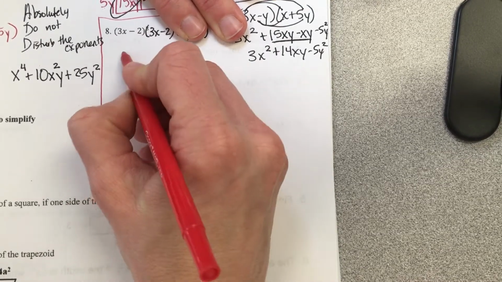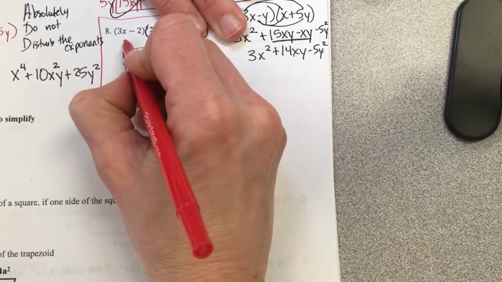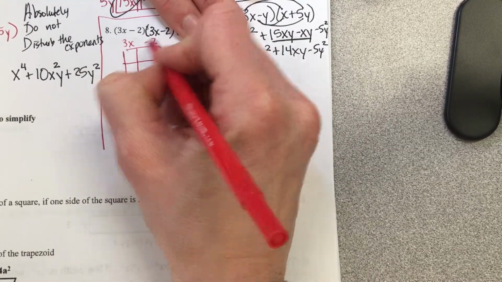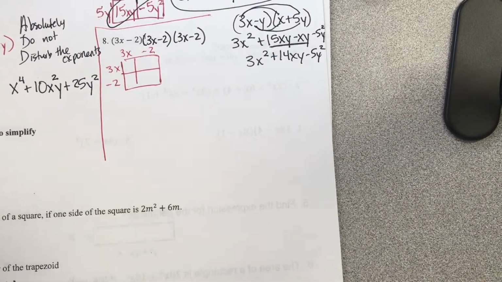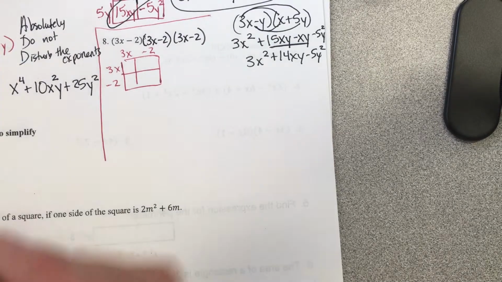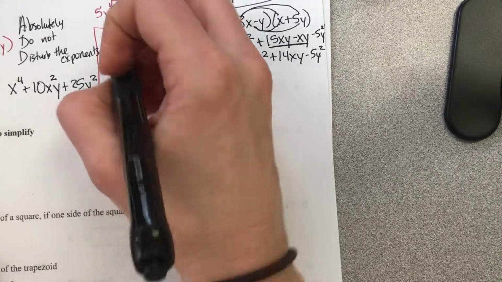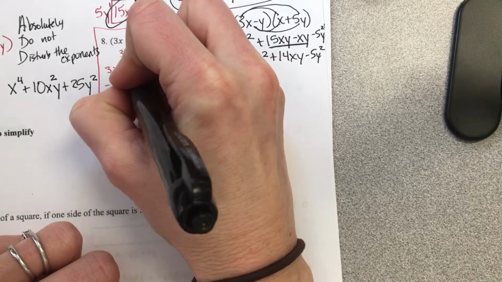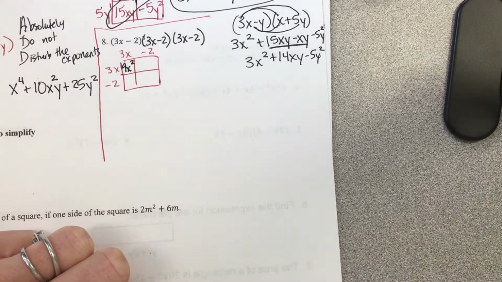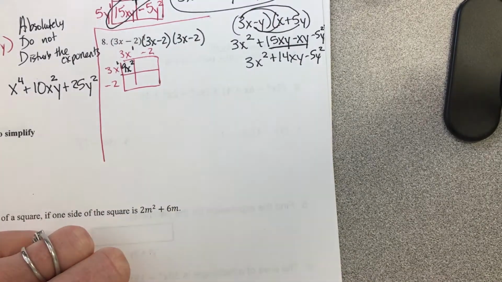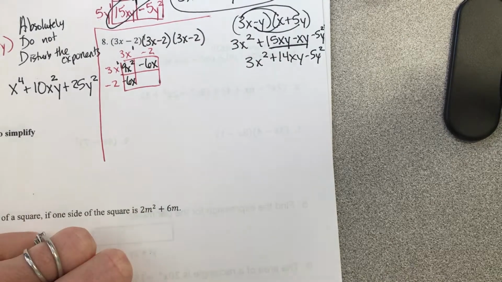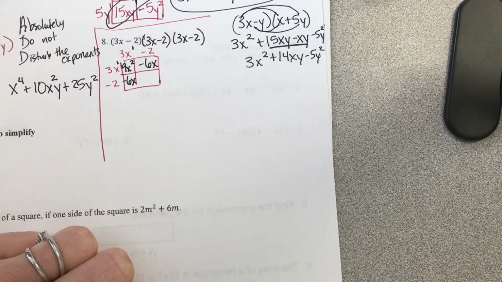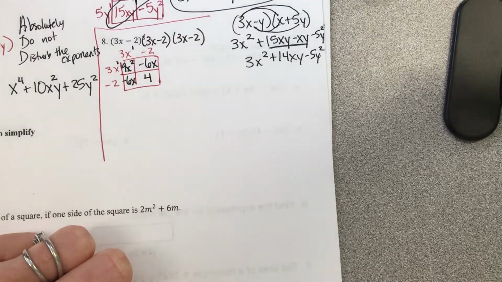Let's do the first 2. Let me draw my box. 3x and negative 2. 3x and negative 2. All right, 3x times 3x? Close. Good, 9x squared. 9x squared, because there's a 1 and a 1. All right, what about this next box? X. Okay. What about this box? And the last box? Positive 4, very good. Positive 4, okay?